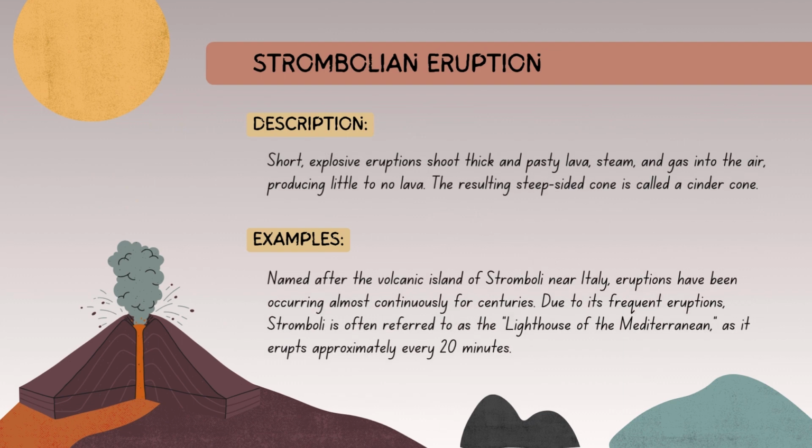Third, Strombolian eruption. These short, explosive eruptions shoot thick and pasty lava, steam, and gas into the air, producing little to no lava flow. The resulting steep-sided cone is called a cinder cone. For example, named after the volcanic island of Stromboli near Italy, eruptions have been occurring almost continuously for centuries. Due to its frequent eruptions, Stromboli is often referred to as the lighthouse of the Mediterranean, as it erupts approximately every 20 minutes.